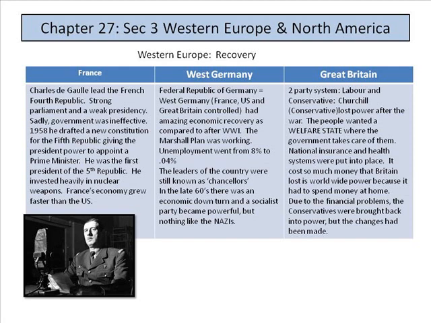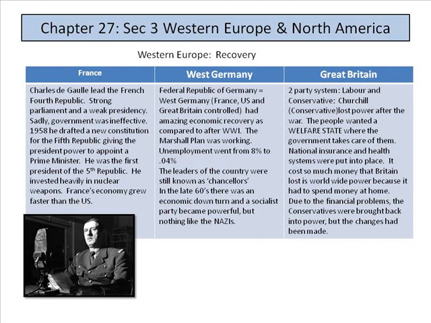West Germany. Federal Republic of Germany was West Germany. It was controlled by France, the United States, and Great Britain. It had an amazing economic recovery as compared to that after World War I. Remember, everything after World War I in Germany caused them to basically go into World War II. The Marshall Plan was working. Unemployment went from 8% to 0.0%. Imagine us now. They say we're at 7%, but Las Vegas is at about 12%. The leaders of the country were still known as chancellors. In the 1960s, there was an economic downturn, and the Socialist Party became powerful, but nothing like the Nazis.